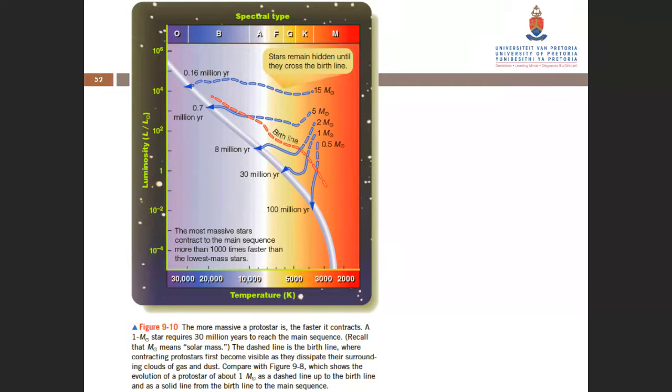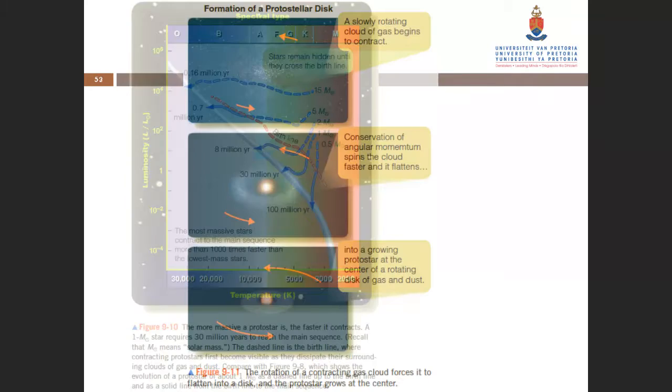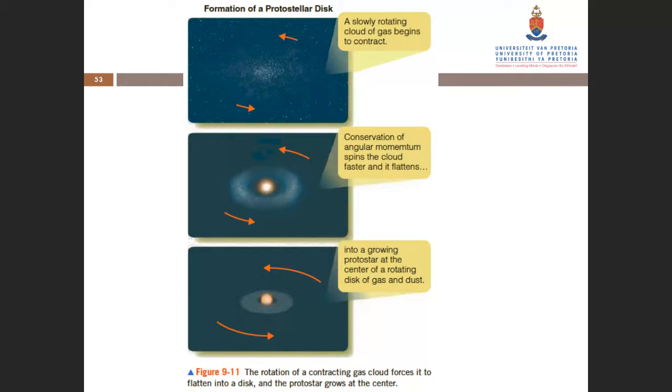Last night we ended off with protostars and the birth line of stars before they reach their position on the main sequence in the HR diagram. Here is a simulation of how that actually works. We will have a rotating gas cloud due to an incoming shock wave. Conservation of angular momentum spins the cloud faster and faster, and that causes more particles to be clumped together, and that forms a protostar at the center of the rotating disk of gas and dust.